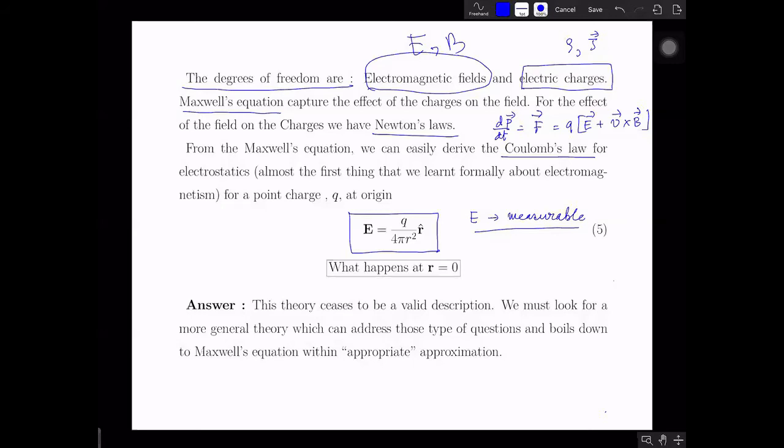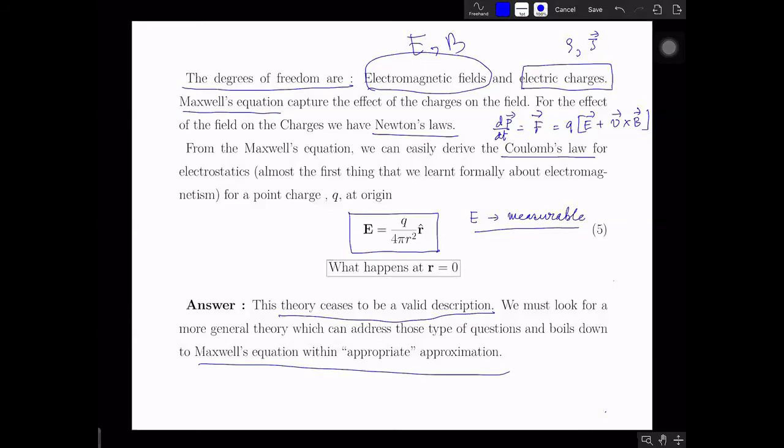The modern way of understanding this is that this particular theory ceases to be a valid description at R equal to zero, and we must look for a more general theory which addresses these types of questions, and it boils down to Maxwell's equations within an appropriate approximation. This does not mean that this point charge really is not a point charge. It's just that we cannot decide on this question within this framework. That's a very important statement.